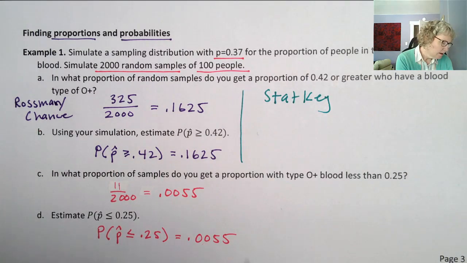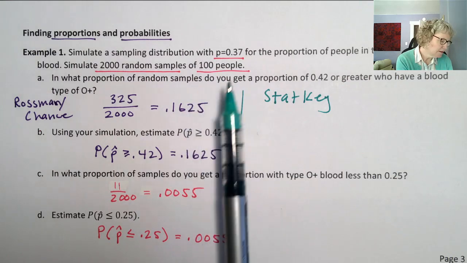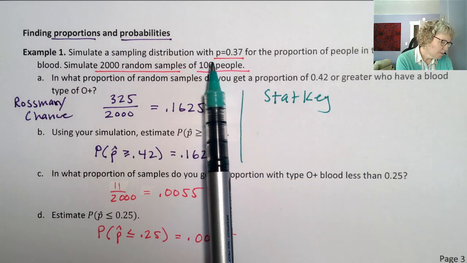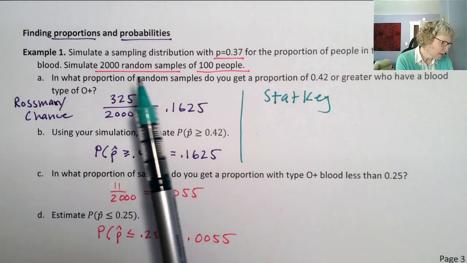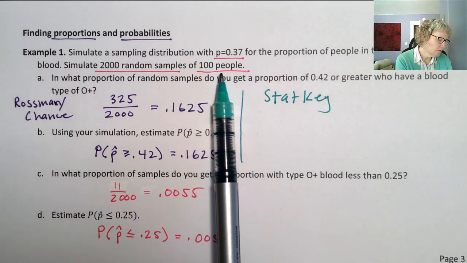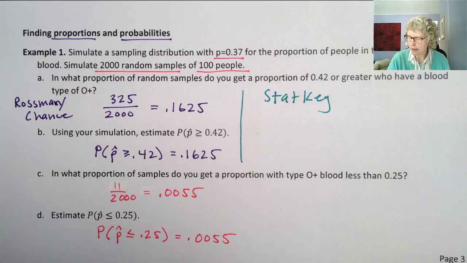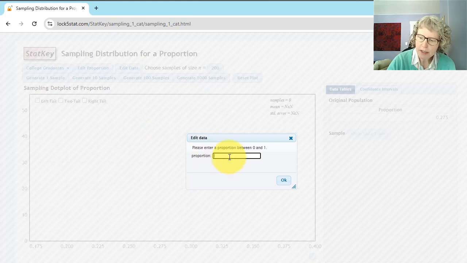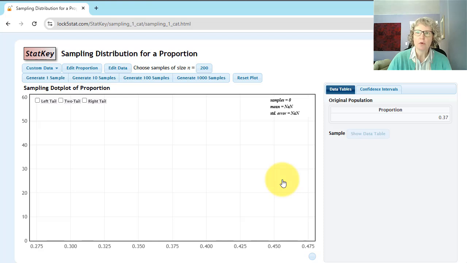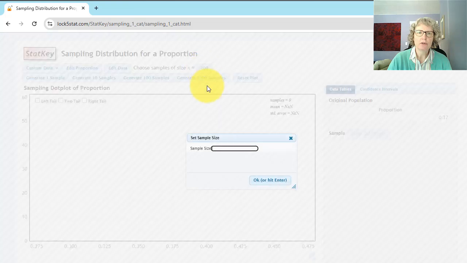Okay, so let's set up this simulation. We have our population proportion of 0.37 for people in the US with type O positive blood, and we're going to simulate 2,000 random samples of 100 people. So we're doing a bunch of samples of size 100. Let's go over to StatKey, and I've got sampling distribution for a proportion. I want to click on Edit Proportion. So this is our population proportion of 0.37. And then we get to choose samples of size n equals, and I want to change that to 100 to match my question.